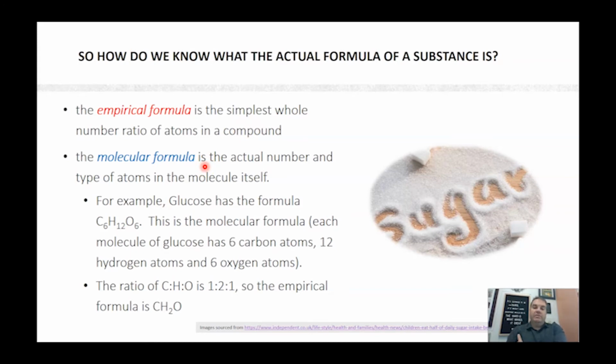So I always use glucose as an example here. Glucose, most people know, is C6H12O6, or commonly known as sugar. That's the molecular formula. So we have 6 carbon atoms, 12 hydrogens, and 6 oxygens in every glucose molecule. However, the ratio of 6 to 12 to 6 is actually 1 to 2 to 1. So the empirical formula of glucose is CH2O. Empirical formula is just the simplest whole number ratio, whereas molecular formula is the actual formula of the molecule.